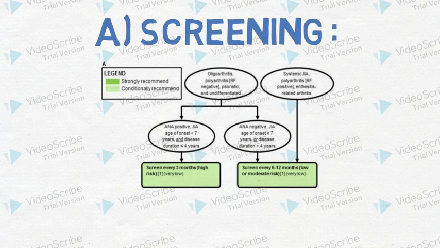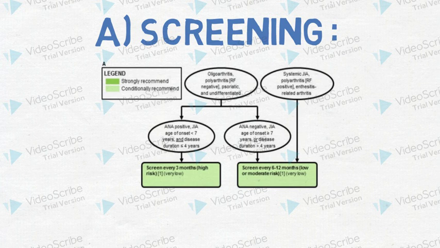First, ANA positivity, as uveitis occurs in 30% of JIA with ANA positive. Second, important risk factor, disease duration less than 4 years, as uveitis occurs in 90% during the first 4 years of the disease. Age of onset of the disease less than 7 years. We should screen this high risk group every 3 months. If they don't have this risk factor, we screen every 6 to 12 months.